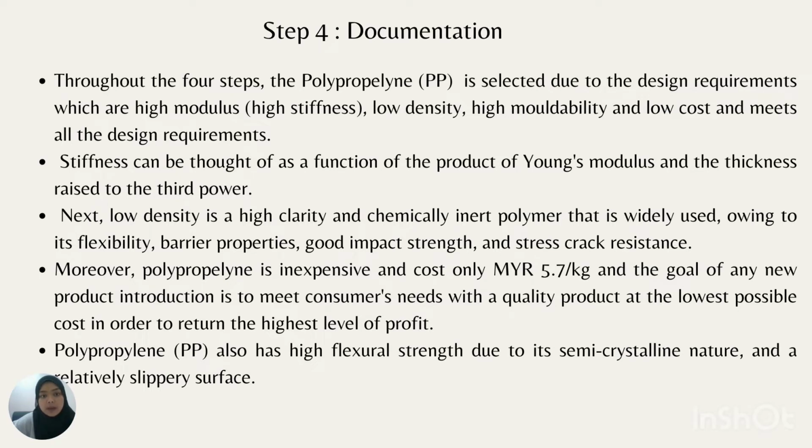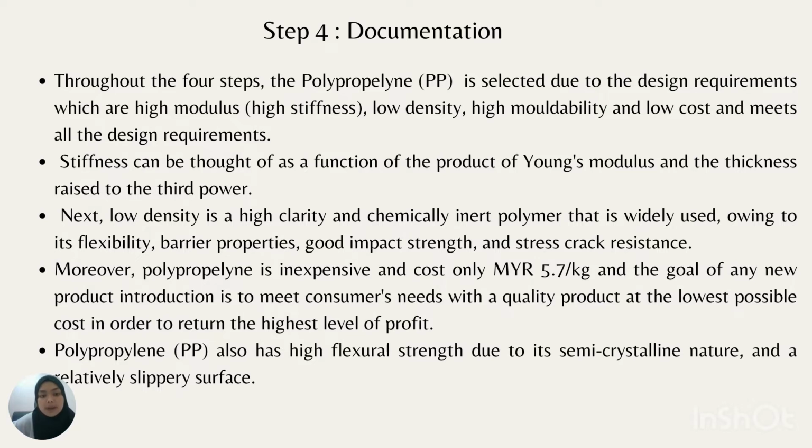Throughout the 4 steps, polypropylene PP is selected due to the design requirements, which are high modulus, which is high stiffness, low density, high moldability, and low cost, and it meets all the design requirements. Stiffness can be thought of as a function of the product of Young's modulus and the thickness raised to the 3rd power. Next, low density is a high clarity and chemically inert polymer that is widely used, owing to its flexibility, barrier properties, good impact strength, and stress crack resistance.